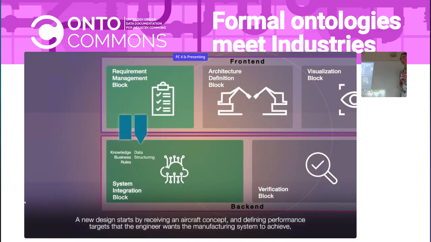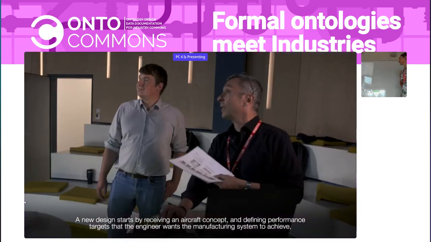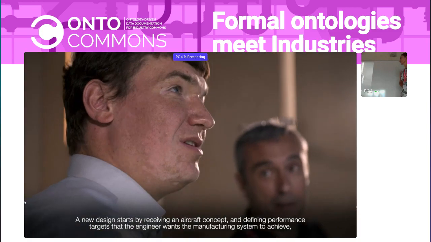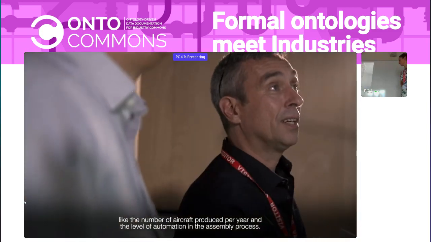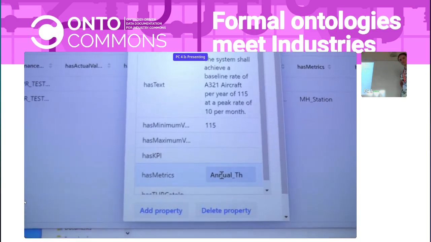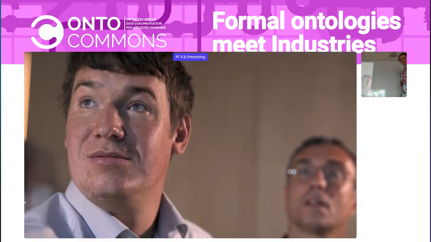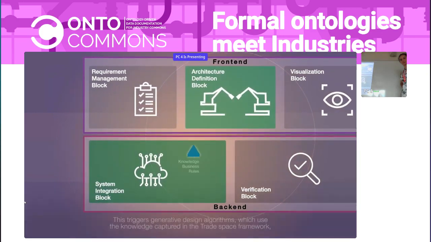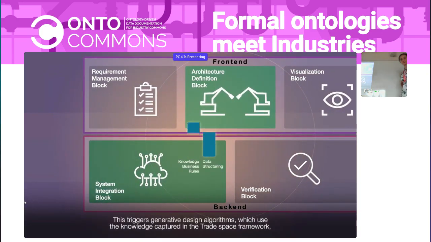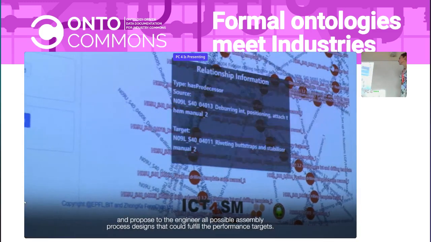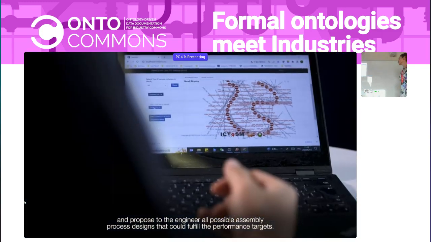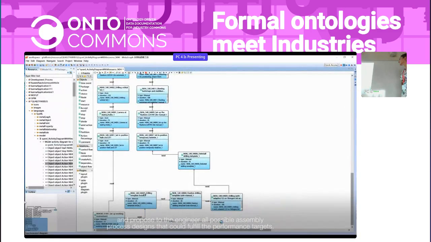A new design starts by receiving an aircraft concept and defining performance targets that the engineer wants the manufacturing system to achieve, like the number of aircraft produced per year and the level of automation in the assembly process. This triggers generative design algorithms, which use the knowledge captured in the trade space framework and propose to the engineer all possible assembly process designs that could fulfill the performance targets.